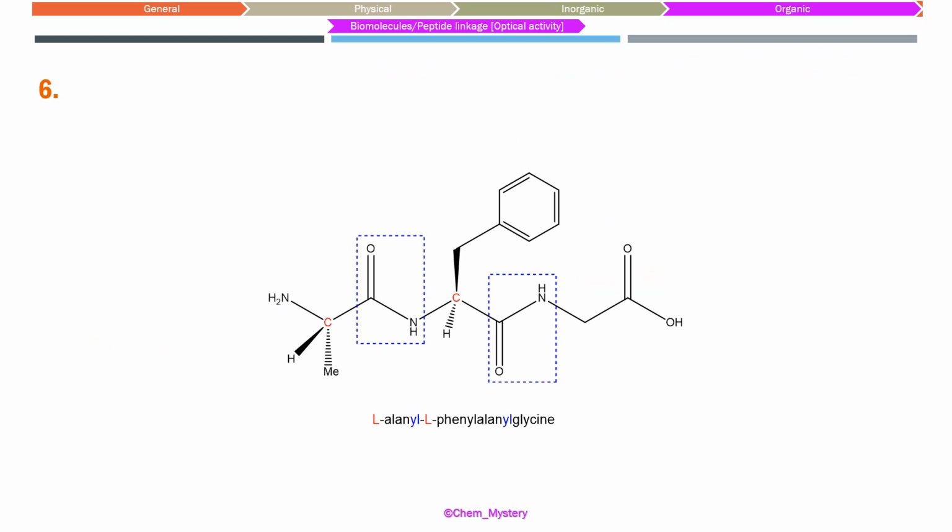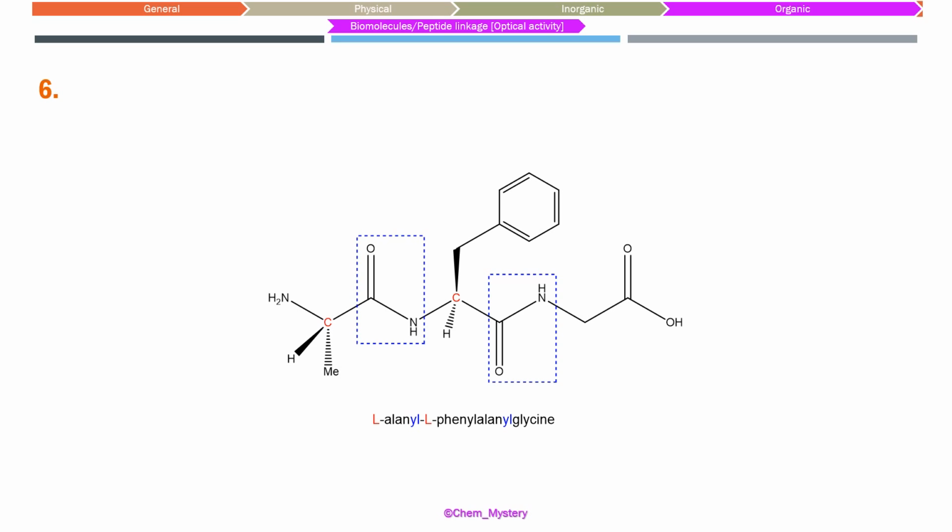This compound which was given to us was alanine phenylalanine glycine. The 2 carbons marked in red are going to be the chiral carbons, and the 2 bonds shown in the blue dotted square are going to be the peptide linkages. Basically, that's the amide bond formed by the alpha carbon of one amino acid and the alpha nitrogen of the other amino acid.